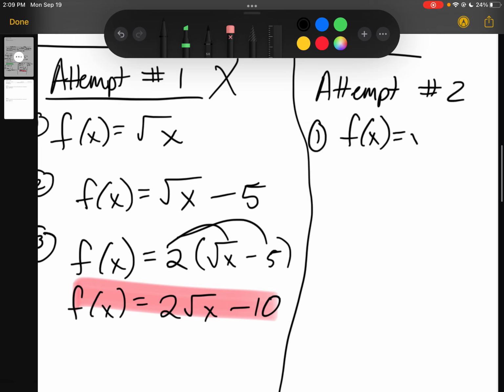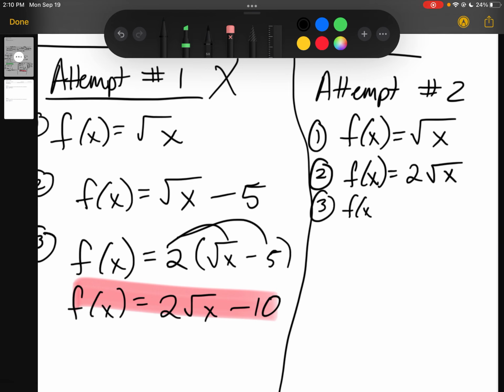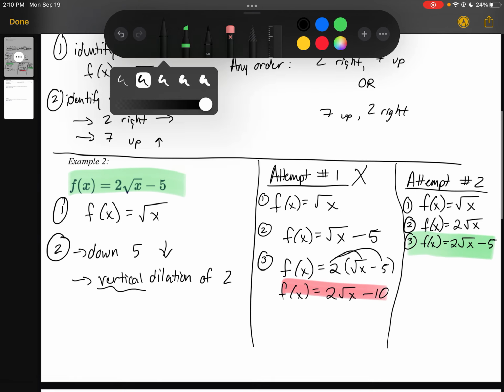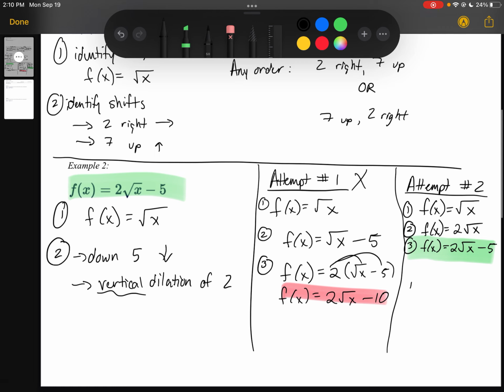So again, start off with our original function, except this time, instead of doing our downward shift first, let's try to do our vertical dilation of 2 first. So multiply the entire function times 2. Well, the entire function is just the root of x, so we did it. And then now we can take what we have and subtract 5 from it to go down. So we take a look, we have a match. So we find that attempt number 2 works. So we did it in the correct order.